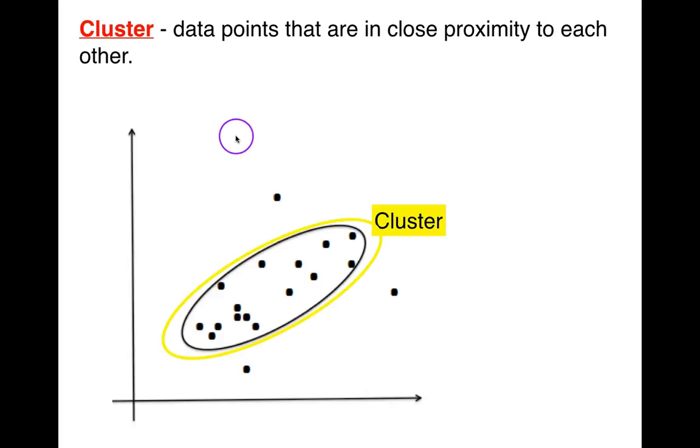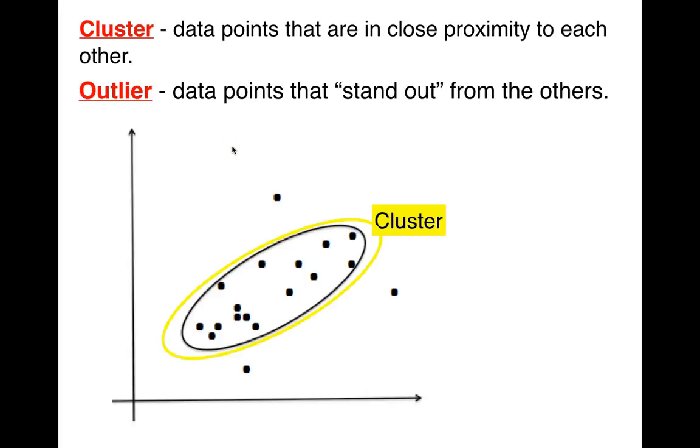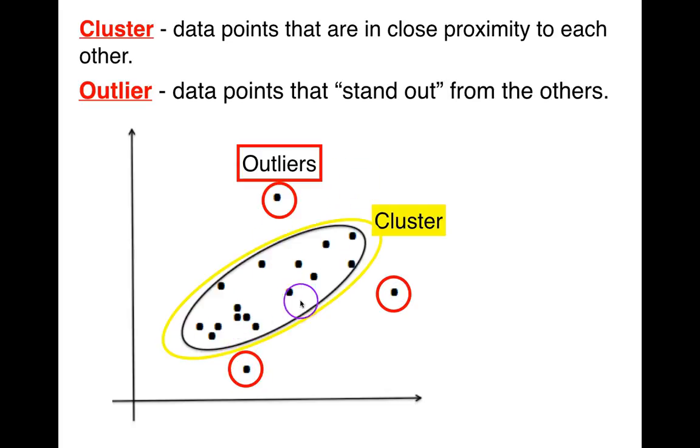Now another vocabulary word is outlier. It's basically data points that stand out from the others. So this is an outlier, this is an outlier, and this is an outlier. So clusters are more condensed into one area, and outliers are not within the clusters. They stand out from the others. So try to remember the difference between the two.